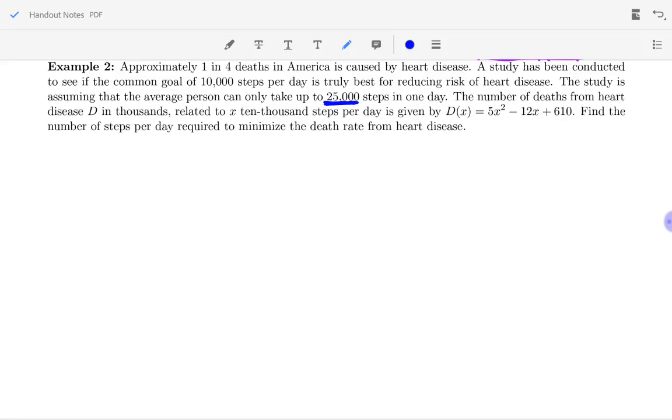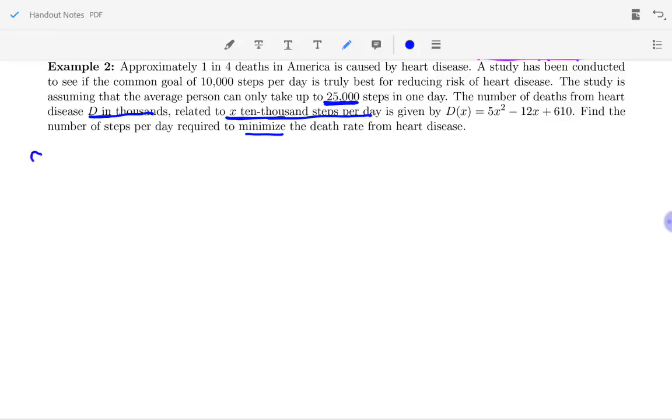The number of deaths from heart disease, D, in thousands, related to X in 10,000 steps per day is given by this capital D of X. If we plug in and get D is 1, that doesn't mean just 1 death, unfortunately, it means 1,000. And if the X value we plug in is 1, that doesn't mean 1 step, that means 1 times 10,000, which is 10,000 steps in a day. We want to find the number of steps per day required to minimize the death rate from heart disease.